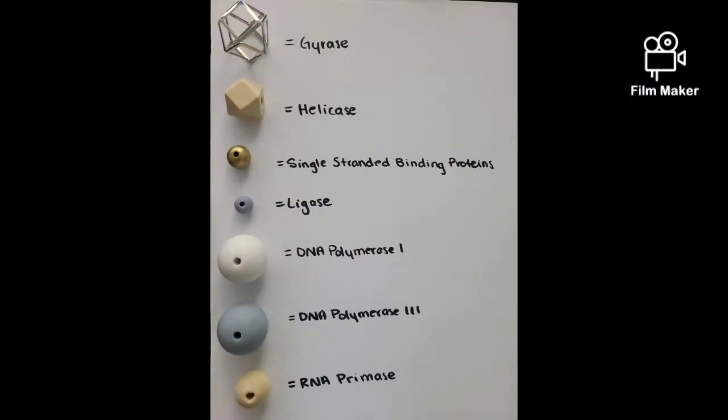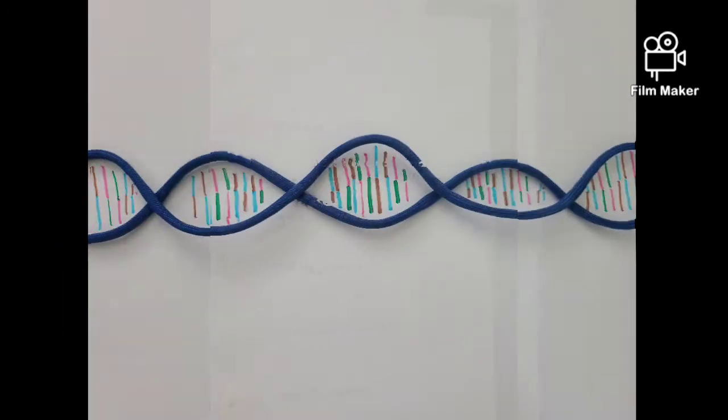On our DNA, we have these components that are necessary for the replication process. I will explain each as we go through the steps. We have gyrase, helicase, single-stranded binding proteins, ligase, DNA polymerase I, DNA polymerase III, and RNA primase.